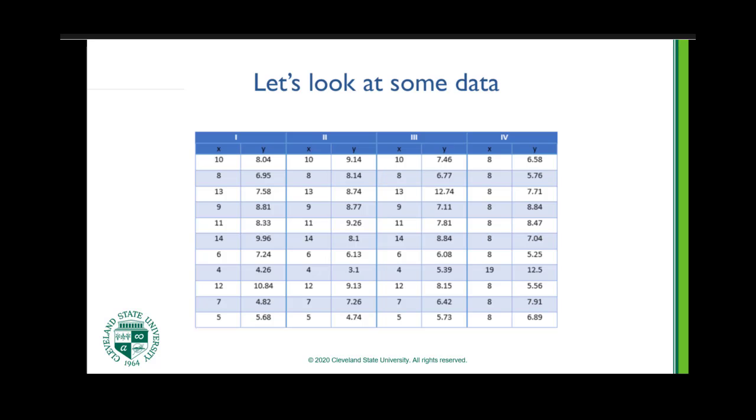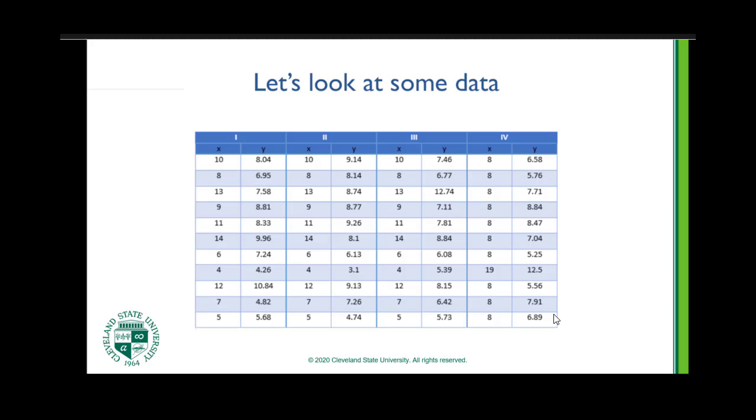Here is some data. There are 4 sets of data here, each with 11 sets of XY coordinates. Looking at this table, it seems like the numbers are random. There is no relationship between the coordinates. Let's look at some more information about these data sets.